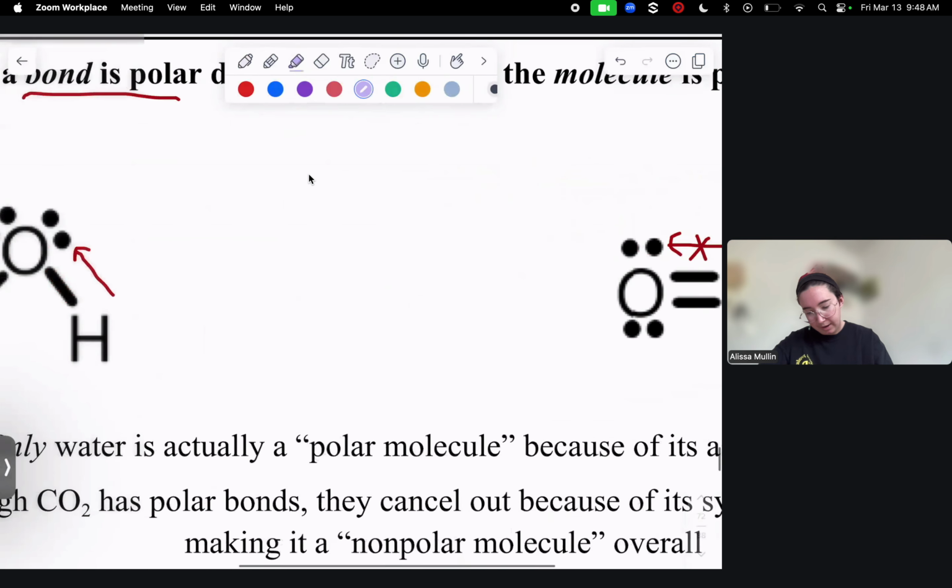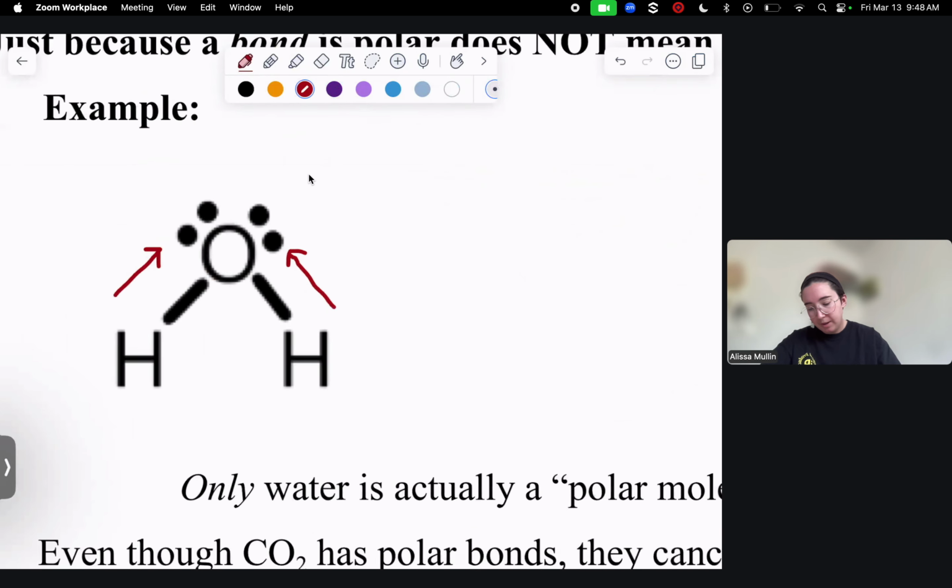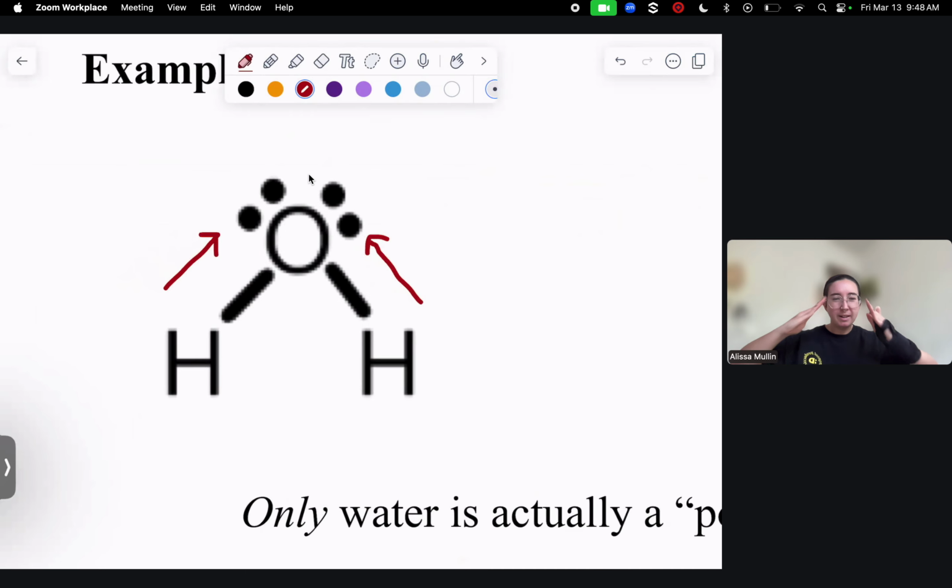Let's look at this water again. We said that those are two polar bonds, right? But then you see here, they're not canceling out, right? Like, yeah, this one's coming left, this one's coming right, but they're both kind of going upwards. There's what we would call a net dipole, right? So this one is a polar molecule. And you really have to think about in 3D, right?